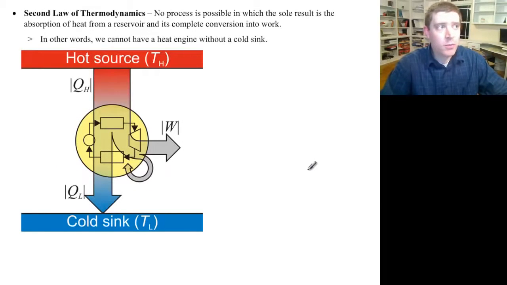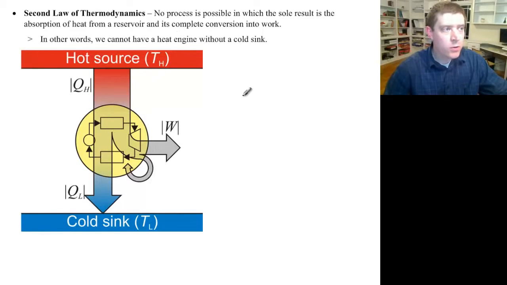So this introduces us to the concept of the second law of thermodynamics. The second law of thermodynamics says that no process is possible in which the sole result is the absorption of heat from a reservoir and its complete conversion into work. So if we look here, we have a hot source. We have some source of energy, some source of heat, and we transfer some heat from that hot source into our heat engine, right? And that's symbolized by this yellow circle here.